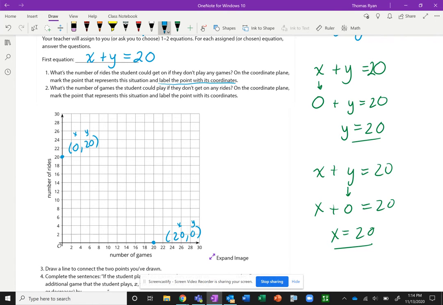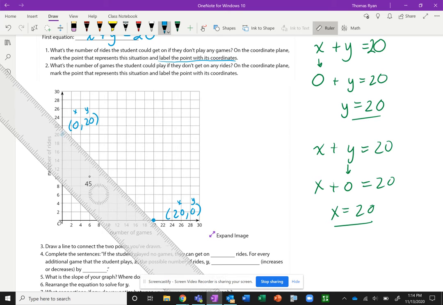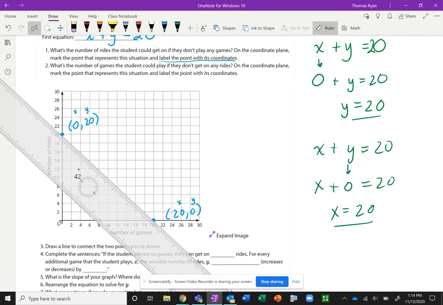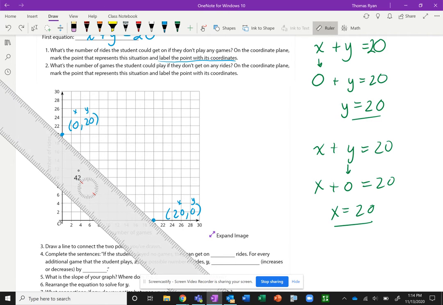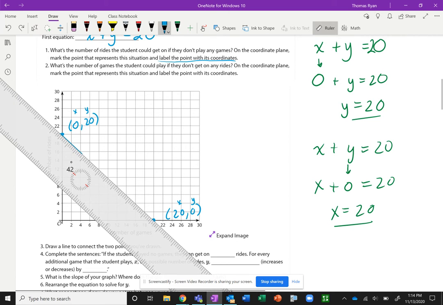20 games, no rides. All right, this will be a little bit tricky for you guys, but it says draw a line to connect the points. I have a ruler function here, so I'm going to use it because then we'll guarantee that we make a straight line. And actually, you know what? Back that up half a second here. Oh, I'm going to get it perfectly. No. Okay, that's very good. So there's our line.